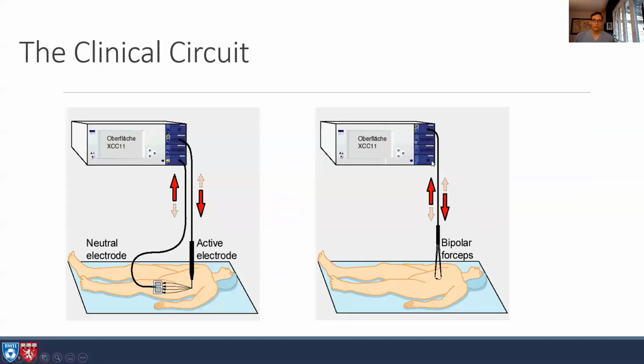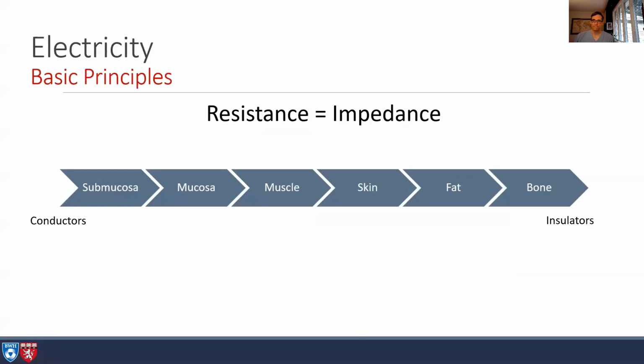Now, in a bipolar system, this does not have to go through the body, so it can create a circuit coming right back up through that instrument itself. Now, there's not a lot of instruments we use like this. Some instruments used for coaptive coagulation, like a gold probe, would be an example of this.